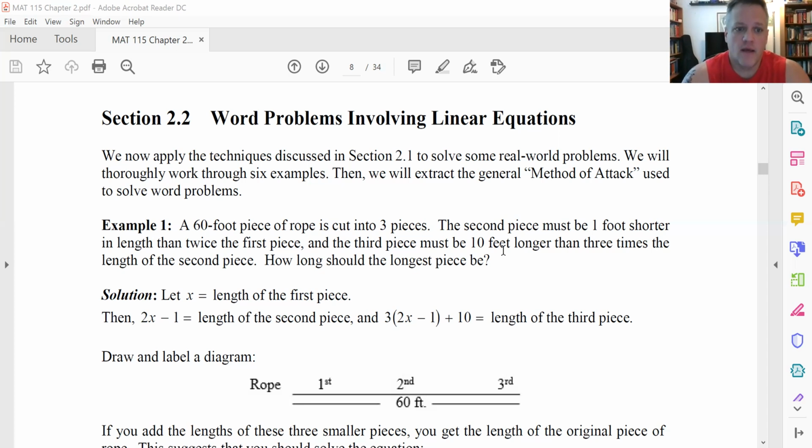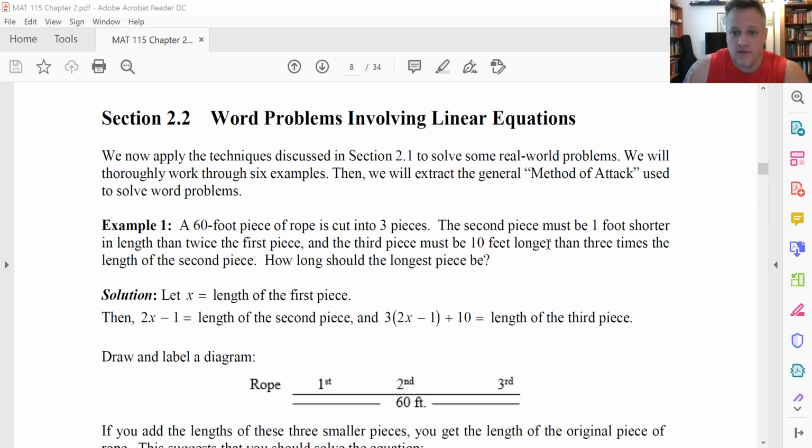All right, so what we know, the second piece must be 1 foot shorter in length than twice the first piece. Well, if x is the length of the first piece, then twice its length is 2x. 1 foot less than that is 2x minus 1. So we know the length of the second piece.